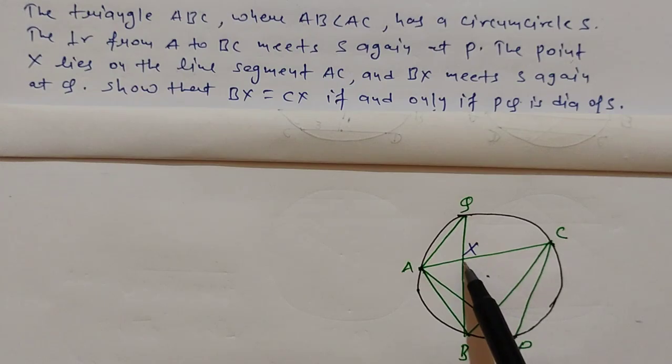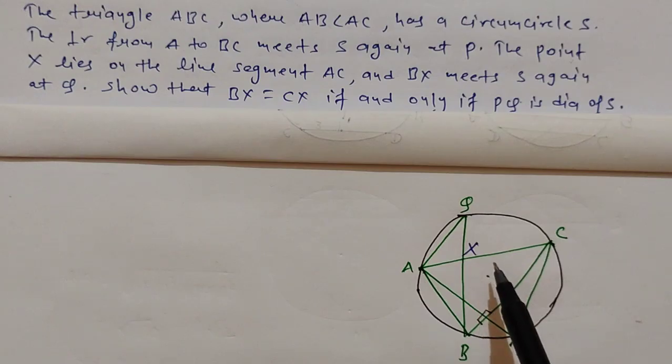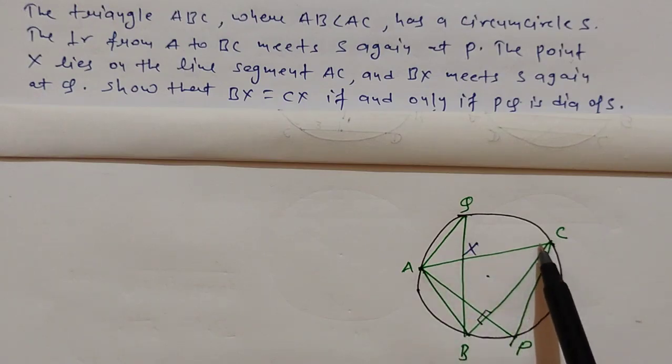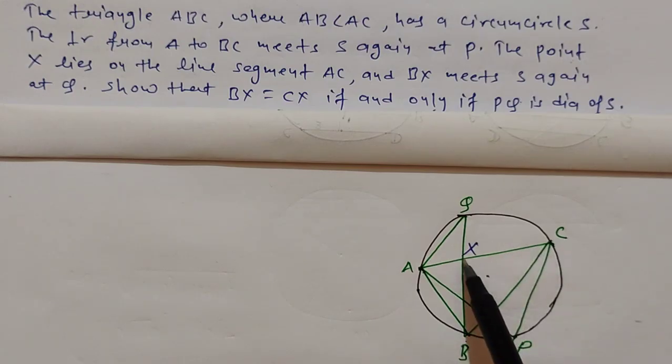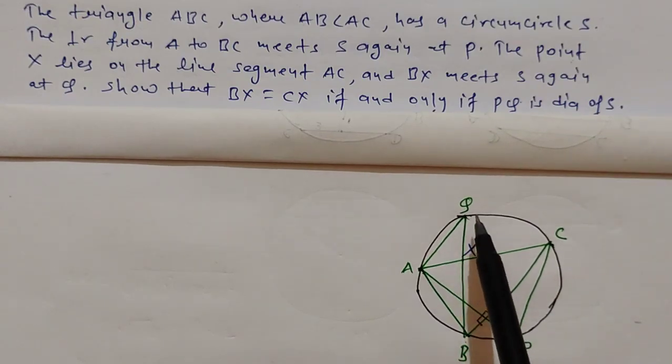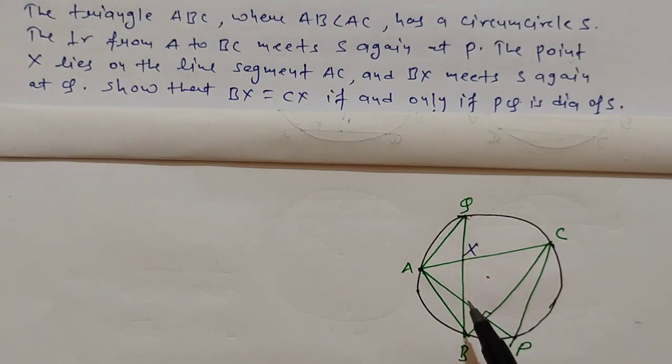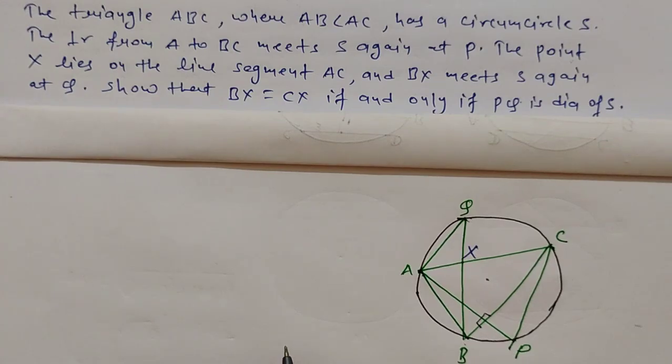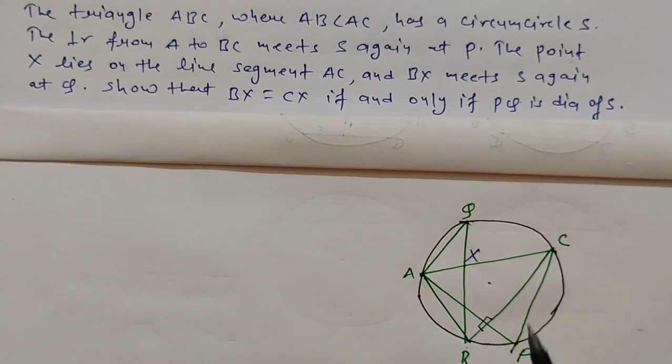The point X lies on the line segment AC, and BX, this is the meeting point of AC and BX, and this meets the circle again at the point Q, and we have to show that BX is equal to CX if and only if PQ is a diameter of S. Means we have to prove that PQ must be a diameter.